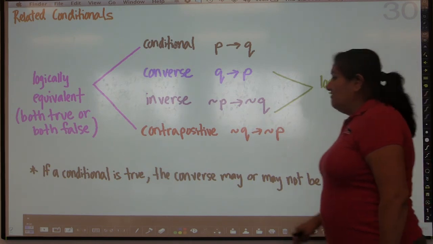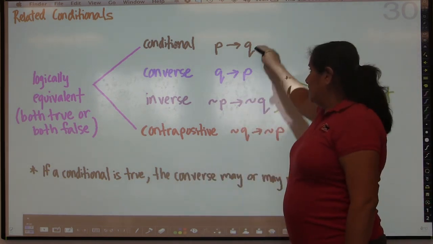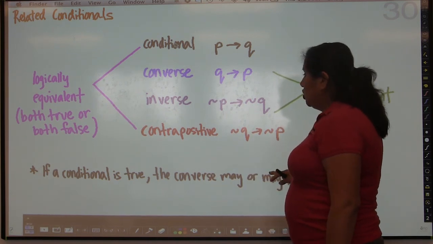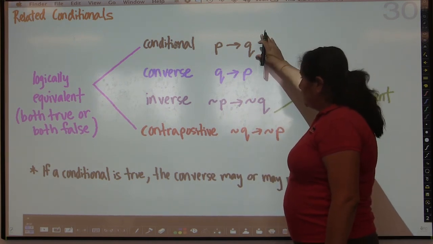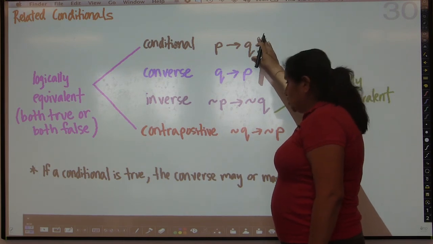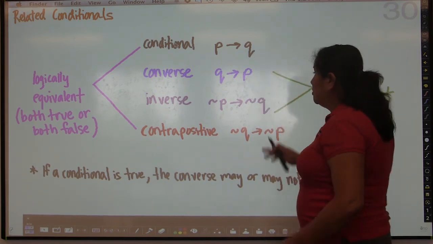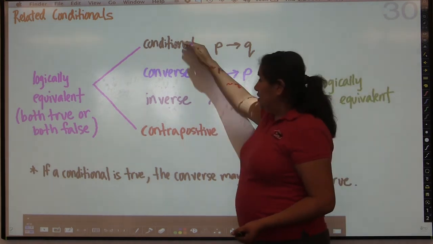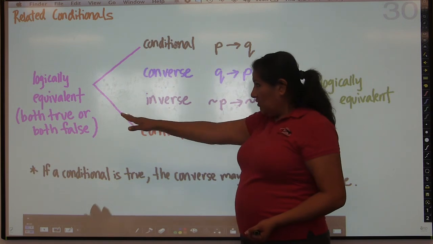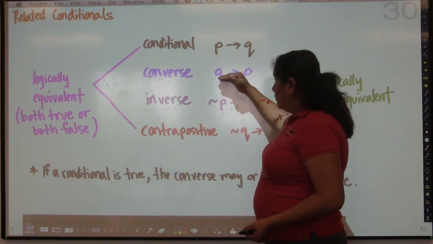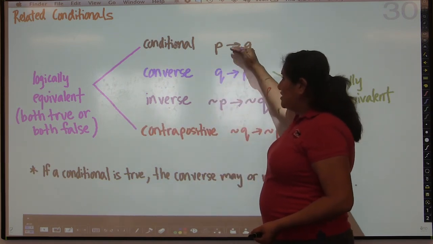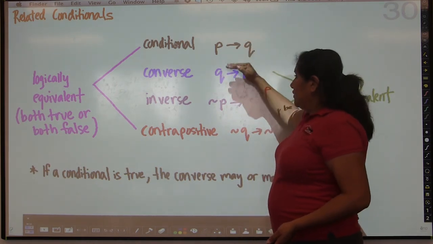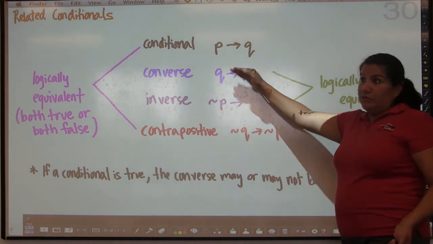That being said, if the conditional is true, the converse may or may not be true. So if the conditional is true, there's no relationship between conditional and converse. We have a relationship between converse and inverse, logically equivalent. We have a relationship between conditional and contrapositive, logically equivalent. But between conditional and converse, there are no arrows drawn. If this conditional is true, the converse doesn't necessarily have to be true.